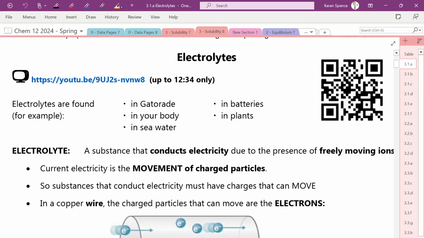Electrolytes are found in, as everyone wants to tell me, Gatorade. They are found in your body. They are found in seawater, in batteries, in plants, and all kinds of other places.